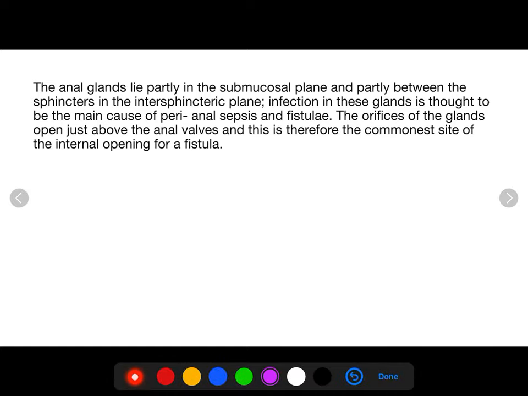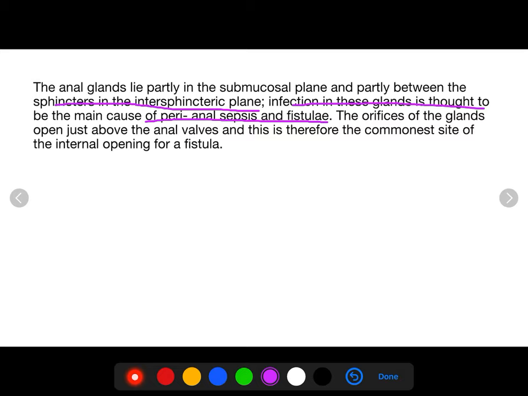The anal glands lie partly in the submucosal plane and partly between the sphincters. Between the internal sphincter and external sphincter, the space is the intersphincteric space or plane. Infection in these glands is thought to be the main cause of perianal sepsis and fistulae. We will take it in the second lecture, God willing.